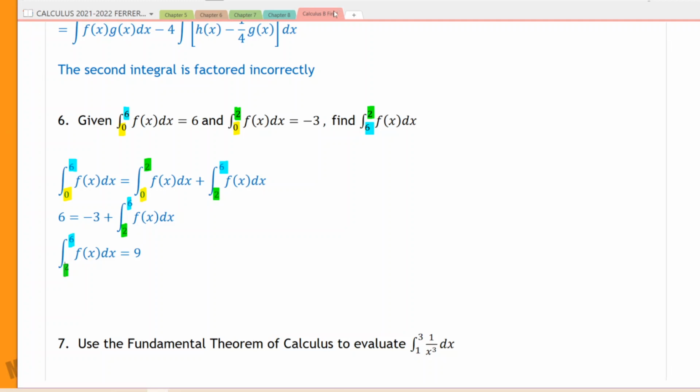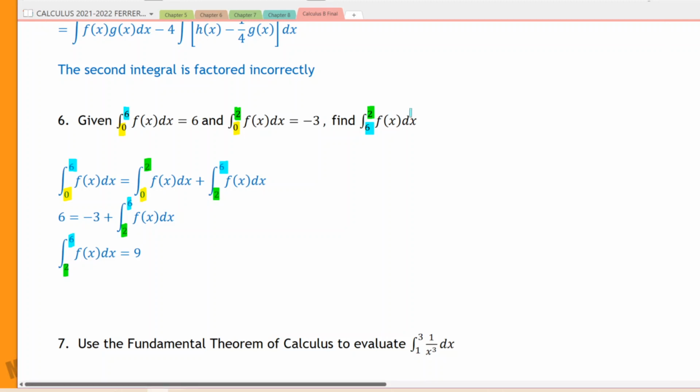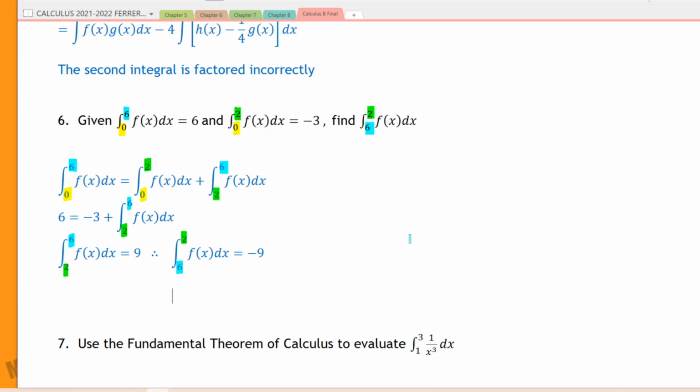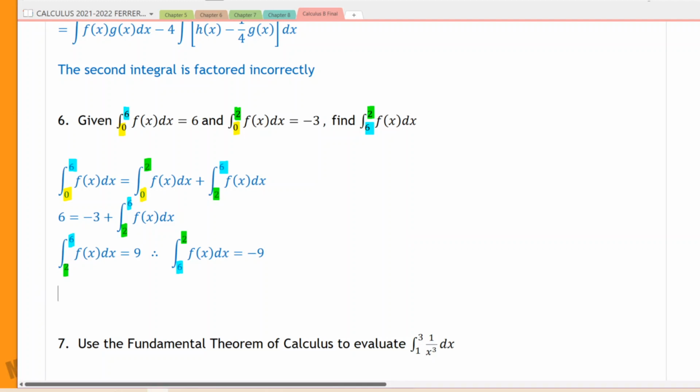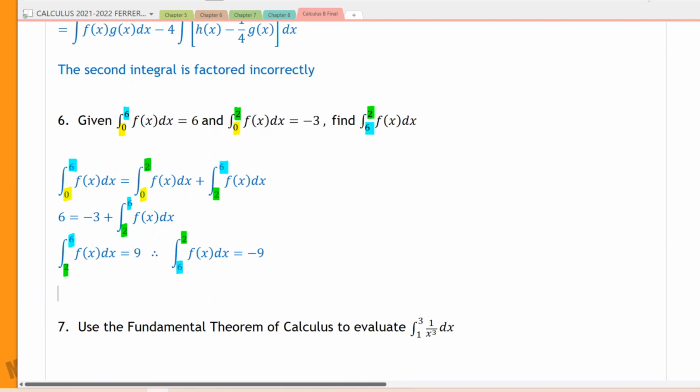Now, take a look at what they're asking. They're not asking for the integral from 2 to 6. They're asking for the integral from 6 to 2. So in order to get that, we need to change the limits and make them upside down. So the integral from 6 to 2 of f of x has to be equal to -9. So that was a fun problem. Let's take a look at number 7 now.